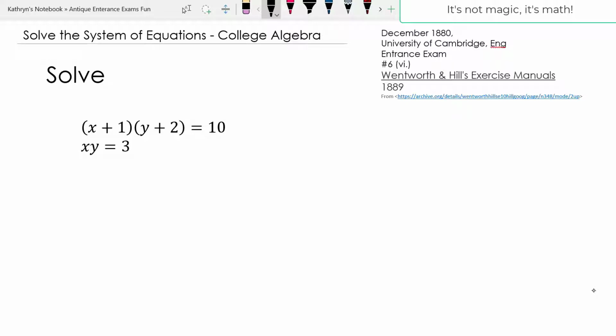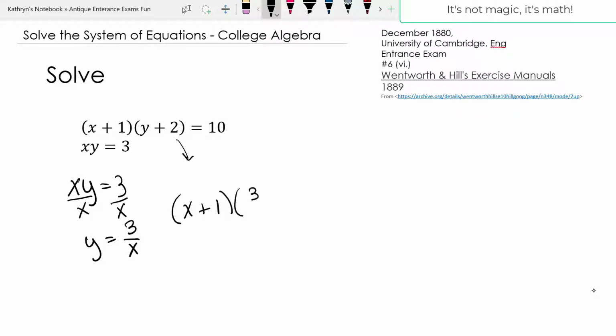Well, here we have (x + 1)(y + 2) = 10, and xy = 3. What I'm going to do first is solve this equation. It doesn't matter if I solve for x or y, so let's solve for y this time. We always seem to solve for x. Now we're going to take the second equation, and I'm going to put 3 over x in for my y. (x + 1)(3/x + 2) = 10.